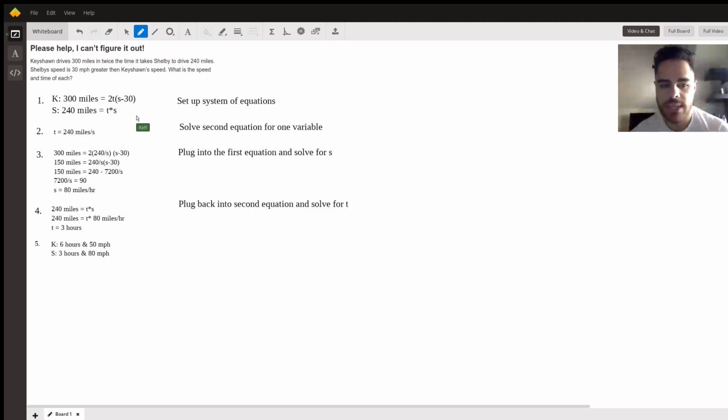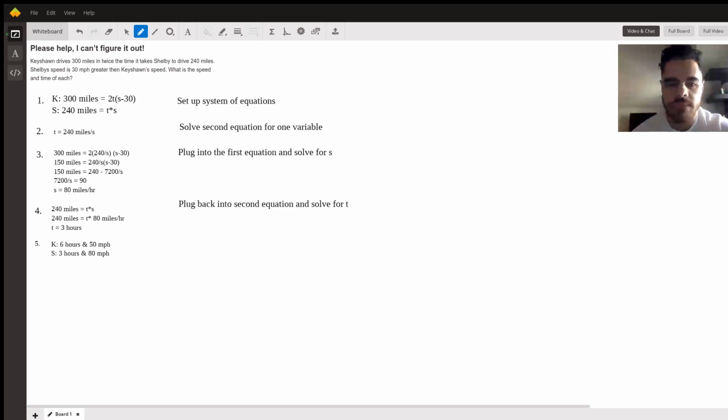So in order to get t, I just plug that back into Shelby's easy equation. So 240 miles equals t times s, 240 miles equals t times 80 miles per hour, and t equals 3 hours. So now that you know it takes Shelby 3 hours at 80 miles per hour, you know that Keyshawn's time is twice. So Keyshawn's is 6 hours and his speed is 30 miles per hour less. So it's 50 miles per hour.